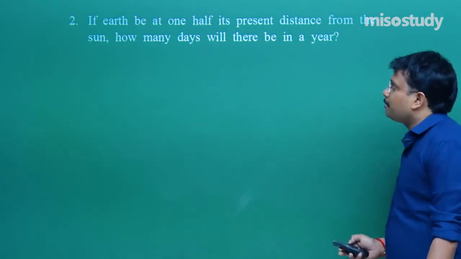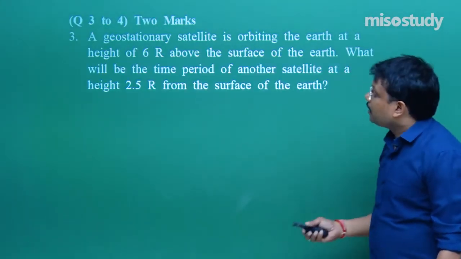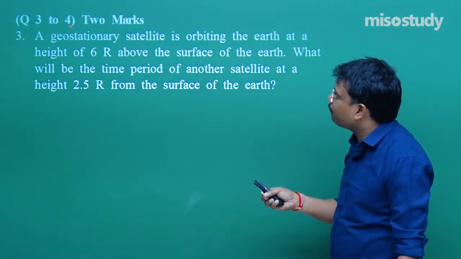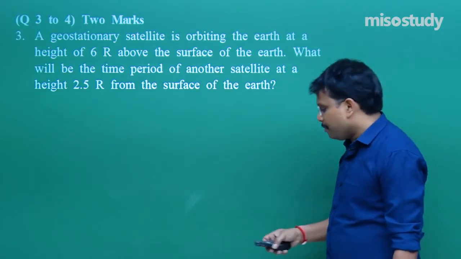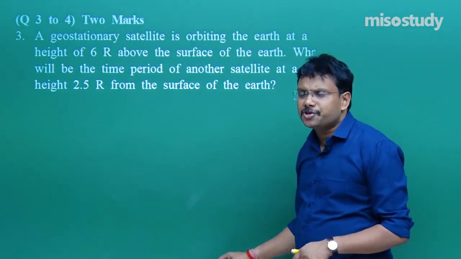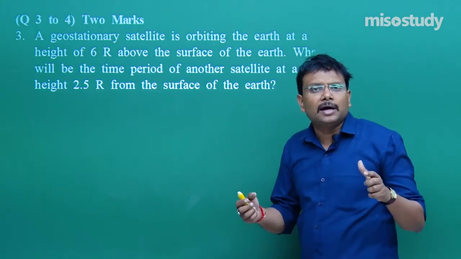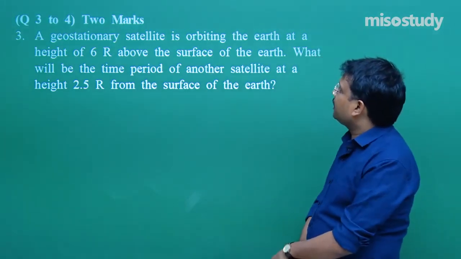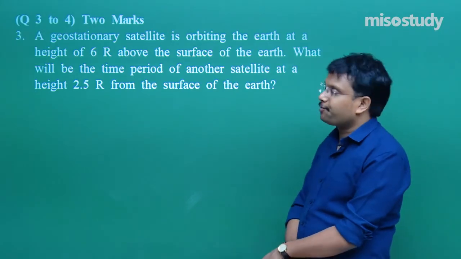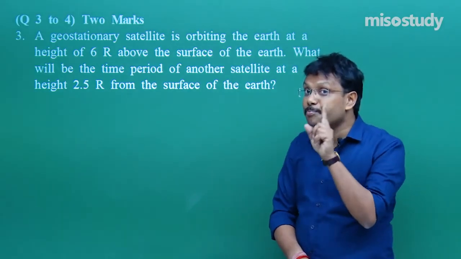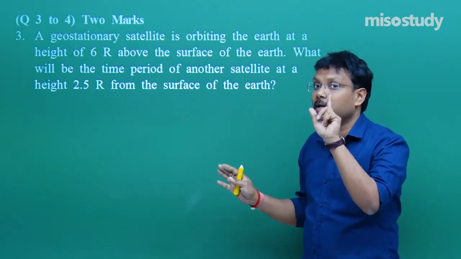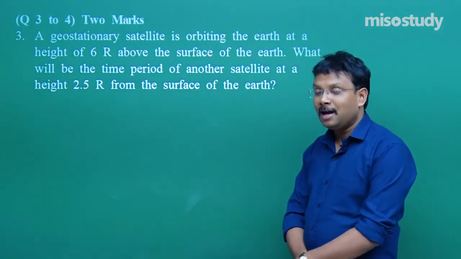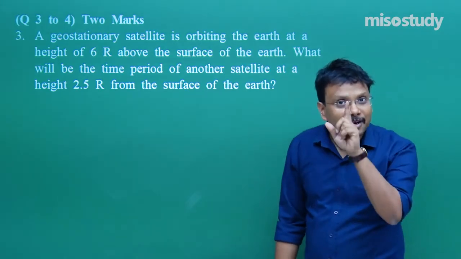Then students, it comes question number 3. Now most important is 2 marks. So question number 3 and 4 is for 2 marks. Means in both these questions it may be like you have to write down 2 lines or so. Fine. A geostationary satellite is orbiting the earth at a height of 6r. Now be careful, there is a catch point over here, I will explain. Above the surface of the earth, fine, and all the distances are measured from the center of earth.